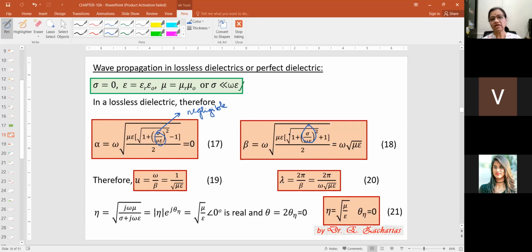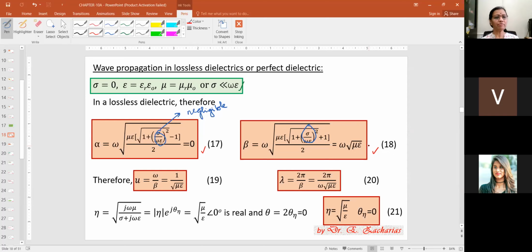Now come to beta. Here what happens? 1 plus 1 will become 2. And in the denominator you have a 2. So 2 and 2 will go. So you will be left with beta equal to omega under root of mu epsilon. Okay, so you have got two new expressions, one for alpha and the other for beta. And this is when the wave is going to pass through a lossless dielectric.